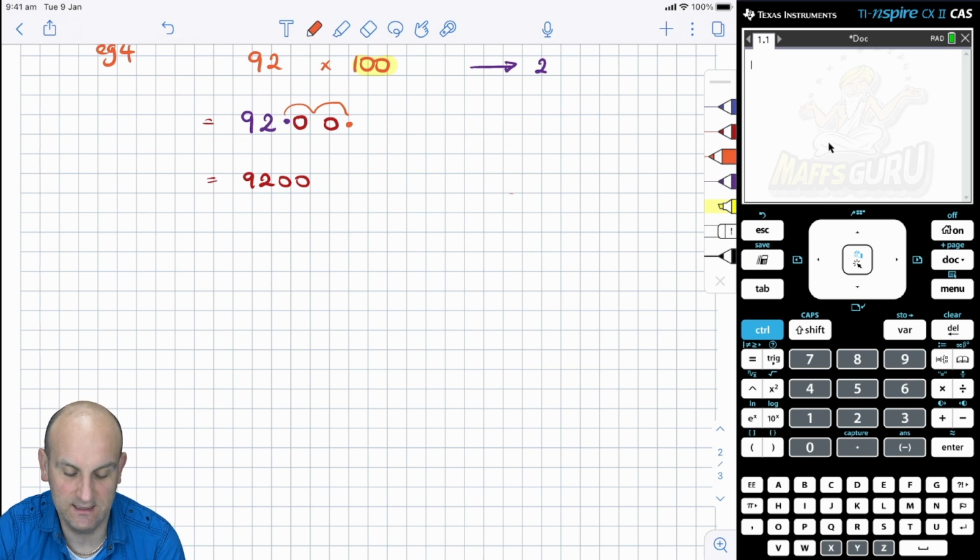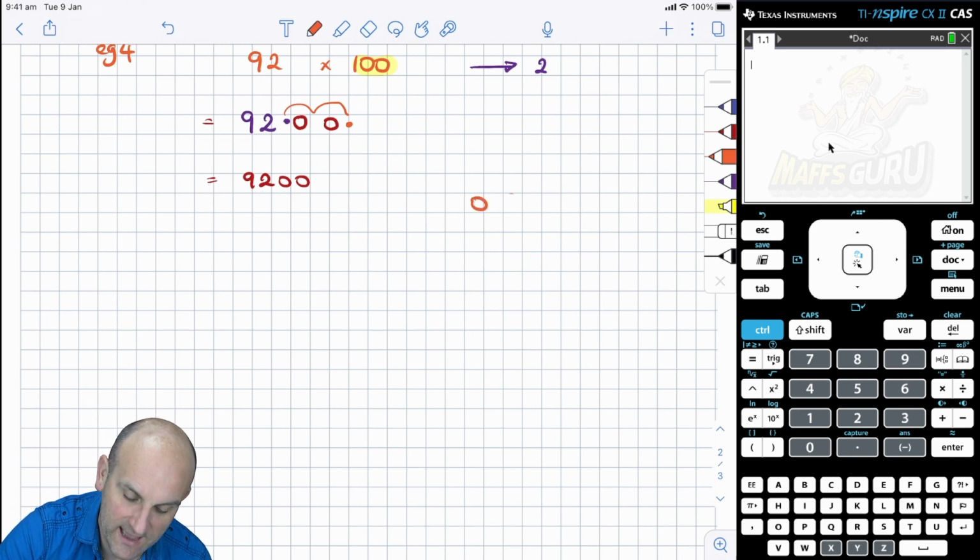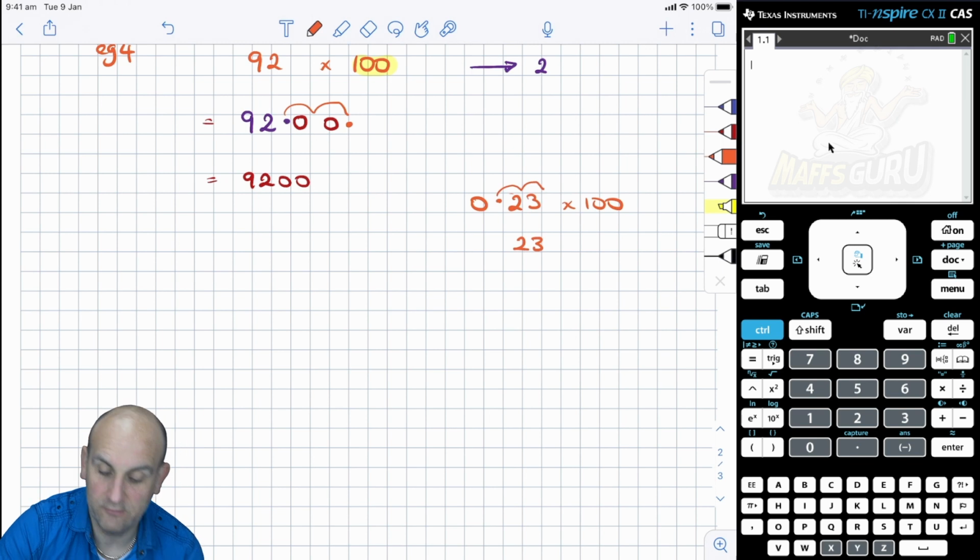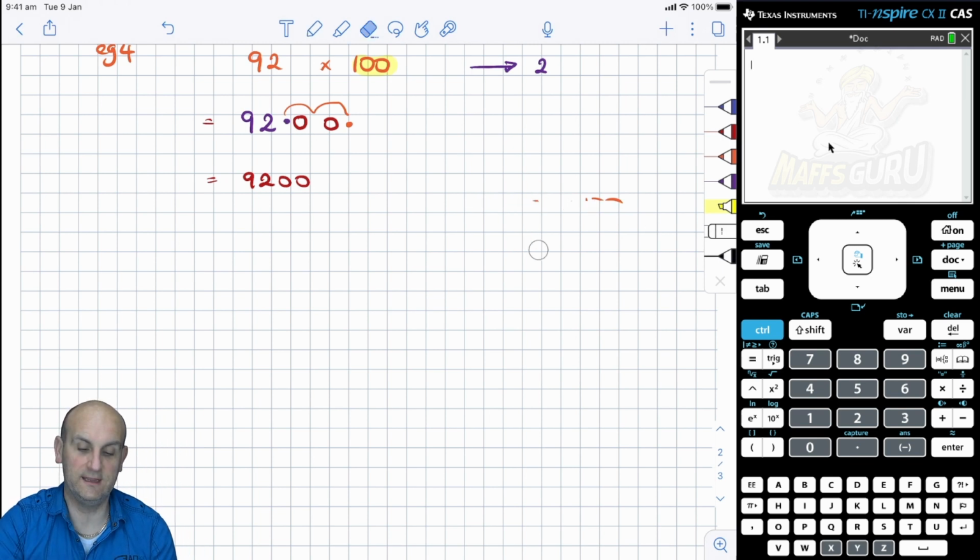Decimal places, right? So for example, if I had 0.23 times by 100, I would now bounce my decimal place two, and that would actually give me the correct answer of 23. So be very, very careful.